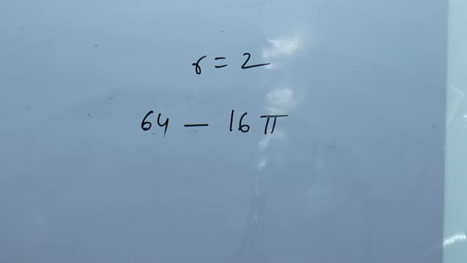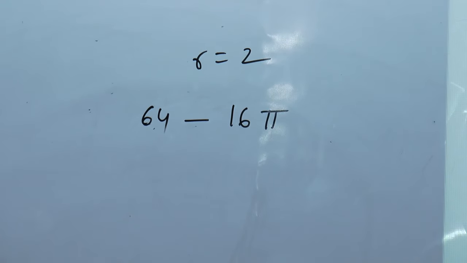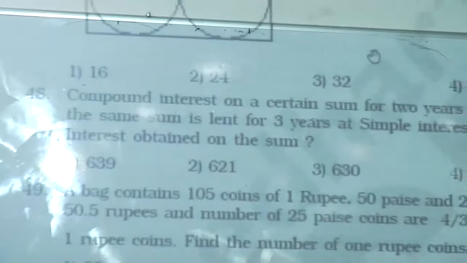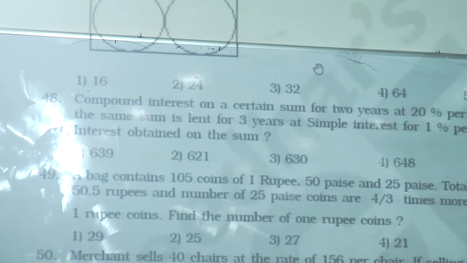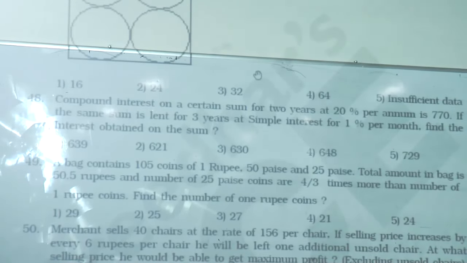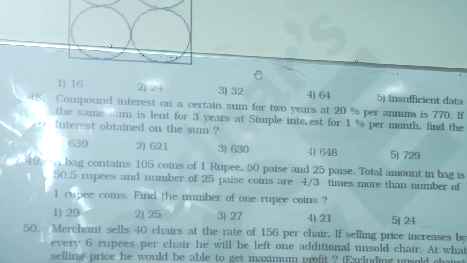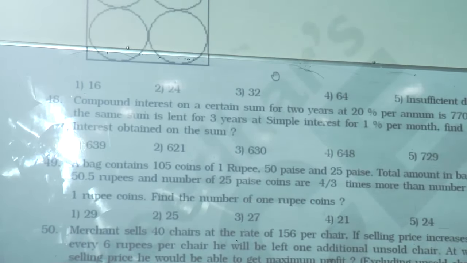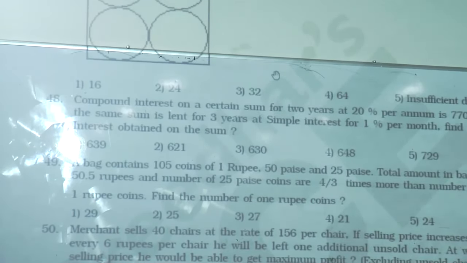Next, 48. Compound interest on a certain sum for 2 years at 20% per annum is 770. Per annum, if you are getting 20% in 2 years, you will get 44%. Total 44. So the interest rate is 44%.